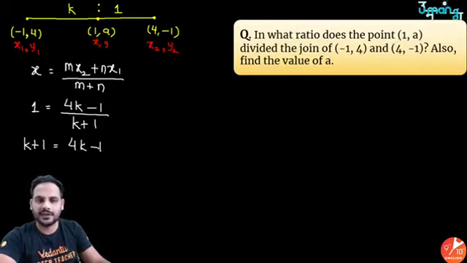Correct? Shift this k over here, minus 1 over there. So 4k minus k, you will be getting 3k is equal to minus 1 will become plus 1, is equal to 2. So k is equal to 2 is to 3.